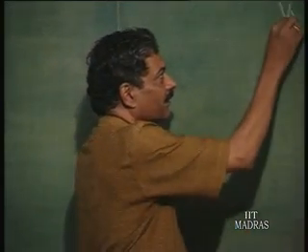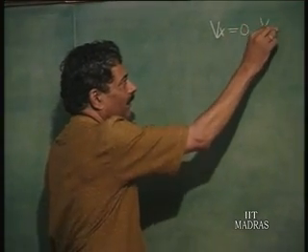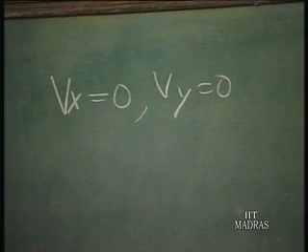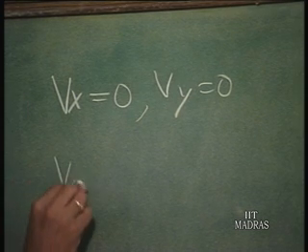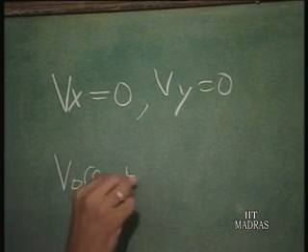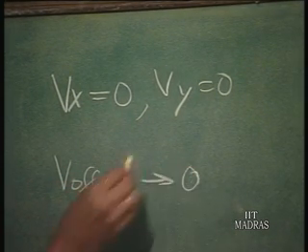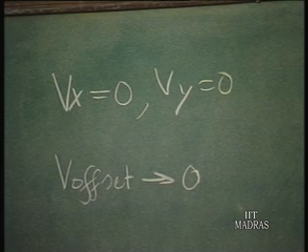As far as the IC multiplier I mentioned is concerned, there are 4 adjustments to be made before using it. First is to make the offset equal to 0 by making Vx equal to 0 and Vy equal to 0, then make the offset go to 0. That is called offset adjustment. This is the first adjustment.